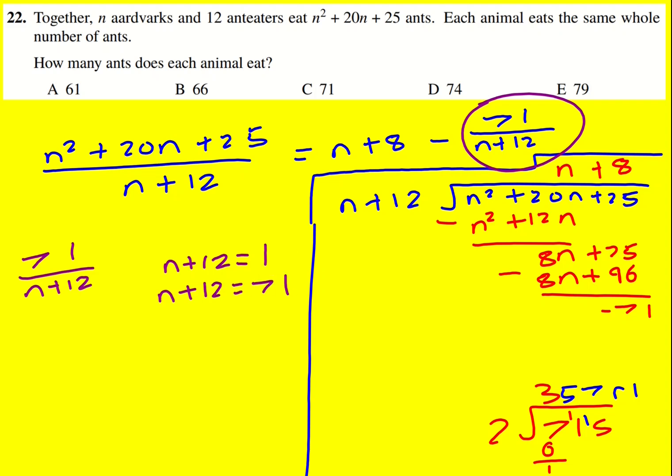Now, n plus 12 equaling 1 would give us n is minus 11. We can't have minus 11 aardvarks. That one's out. So it must be the second one, and that is going to give us n is equal to 59. There must have been 59 aardvarks after all, which means the total number of ants that each animal eats would be 59 plus 8. Then we just need to minus the 1 from when n plus 12 is actually equal to 71. That's going to give us 67 minus 1. They must have eaten 66 ants each.